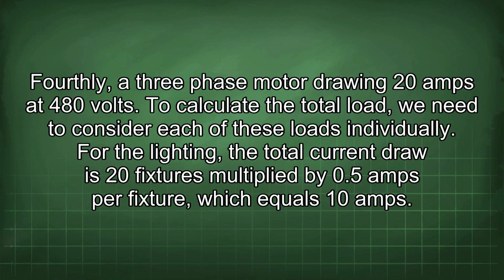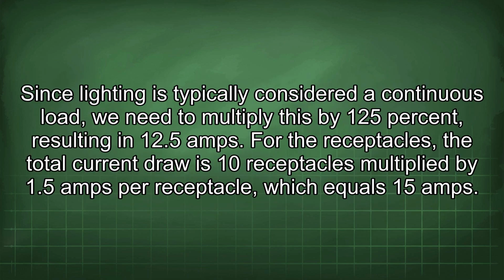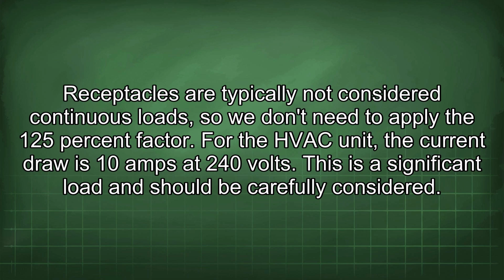To calculate the total load, we need to consider each of these loads individually. For the lighting, the total current draw is 20 fixtures multiplied by 0.5 amps per fixture, which equals 10 amps. Since lighting is typically considered a continuous load, we need to multiply this by 125%, resulting in 12.5 amps. For the receptacles, the total current draw is 10 receptacles multiplied by 1.5 amps per receptacle, which equals 15 amps. Receptacles are typically not considered continuous loads, so we don't need to apply the 125% factor.